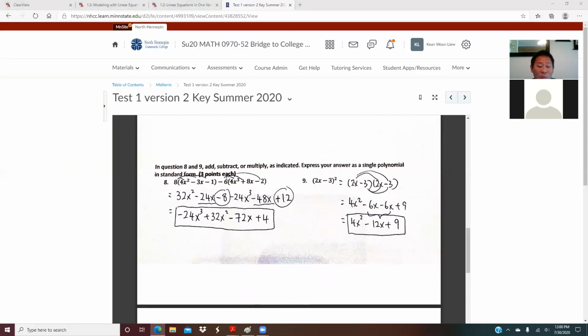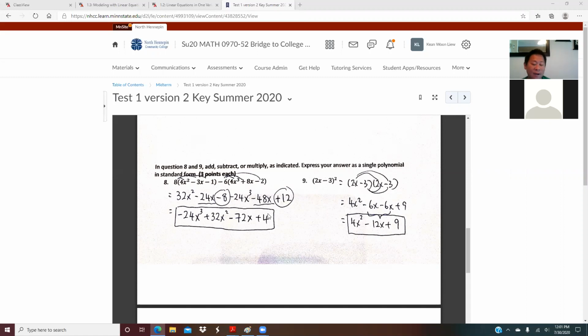Once you distribute your 8 to 4x squared, you get 32x squared, -24x, and then -8. And then distribute the -6, you get -24x cubed minus 48x plus 12. After that, you combine like terms. The -24x cubed is the leading term, the highest power, followed by the 32x squared. The -24x and the -48x are like terms. You can combine them to become -72x. And then -8 plus 12 is +4. So this is your answer in this case.